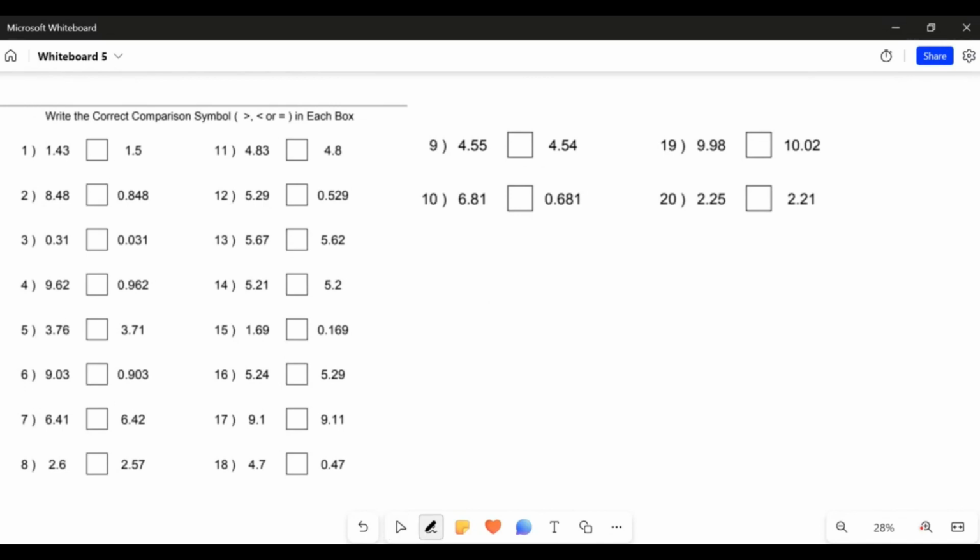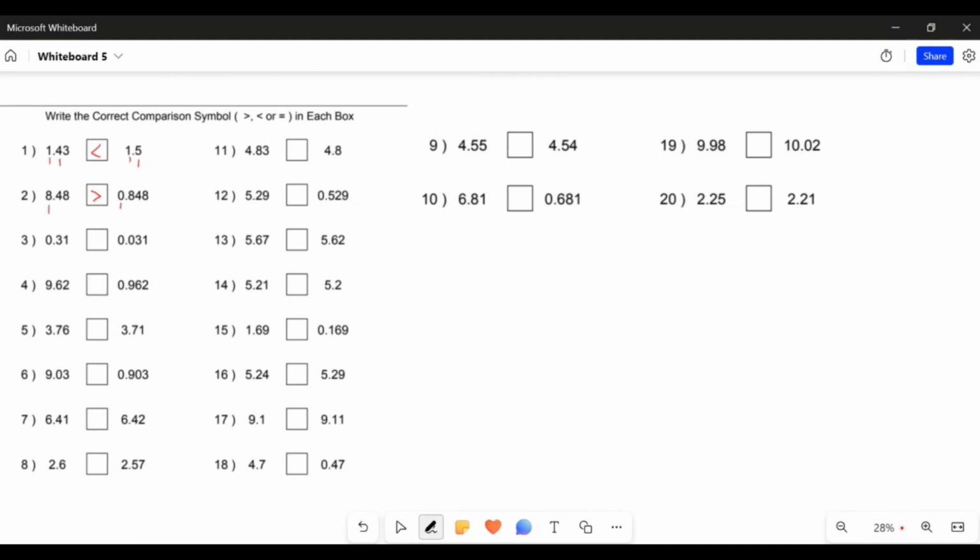our decimal point. We look to the left, we have a 1, and we also have a 1. So those are the same. We then move to the right of the decimal point, and we have a 4, and we have a 5. The 4 is smaller than the 5. We don't need to look any further, and we know that 1.43 is less than 1.5. On number 2, we have an 8 on the left of the decimal point, and here we have a 0 on the left of the decimal point. 8 is definitely bigger than 0.